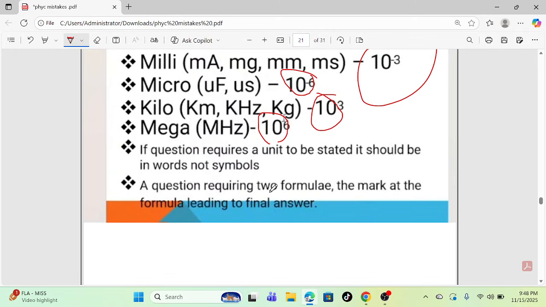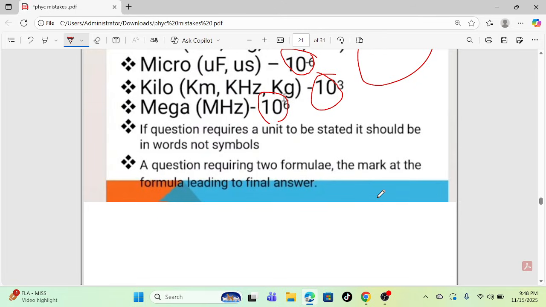Very important. If a question requires a unit to be stated, it should be in words, not symbols. I have repeated that a second time too. If the question requires a unit to be stated, it should be in words. State, if you are told to state, just state it in words, not symbols. Don't use symbols.